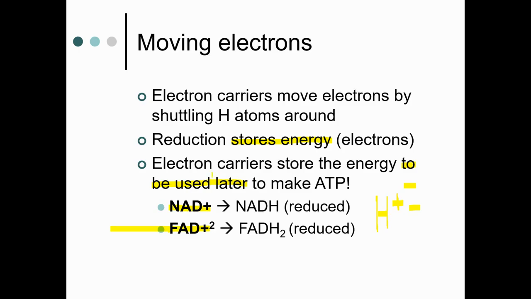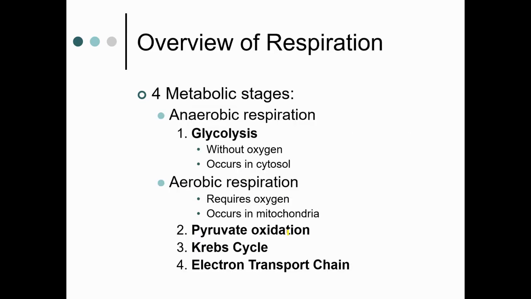Whenever this NAD is reduced, it's going to become NADH. So what is it doing? It's carrying electrons or energy to be used later. You can see this one here has a 2+ charge, and so it's going to carry 2 hydrogens. Once again, what is it doing? It's carrying electrons for us. It's carrying energy to be used later. So as we go through, we're going to keep up with these guys.